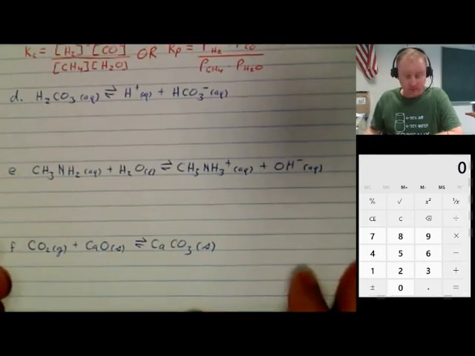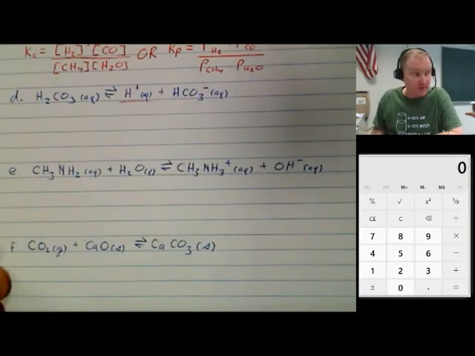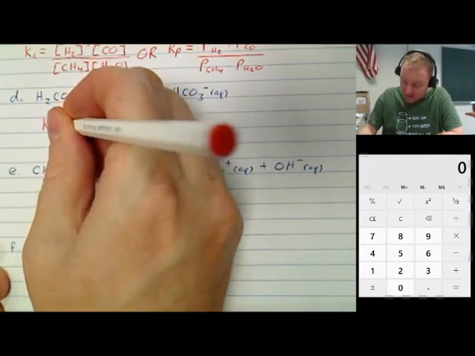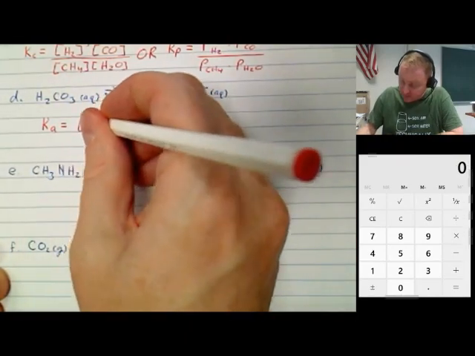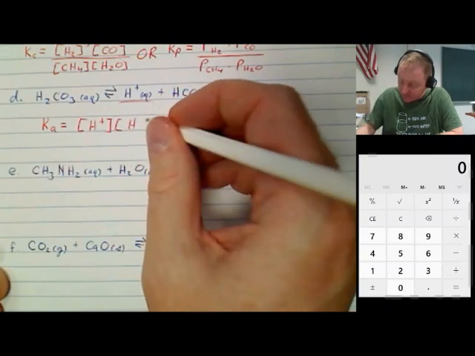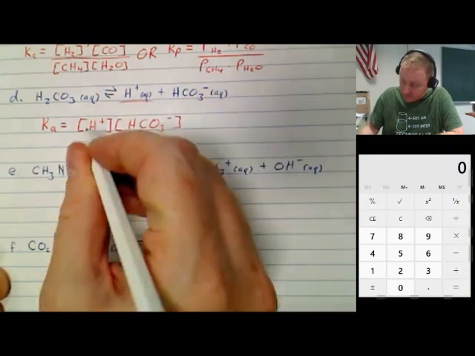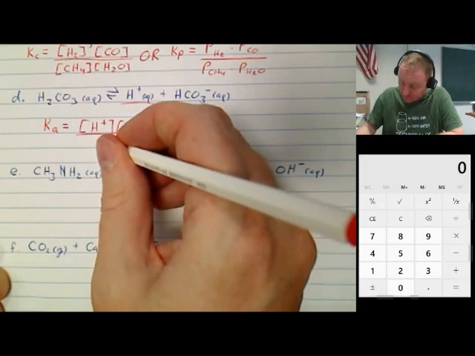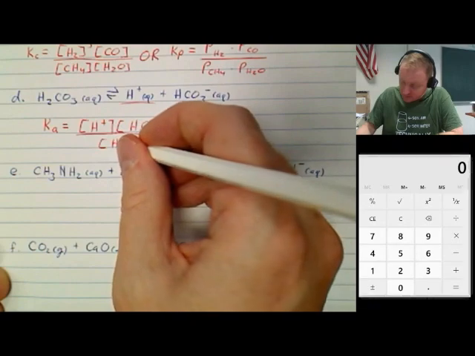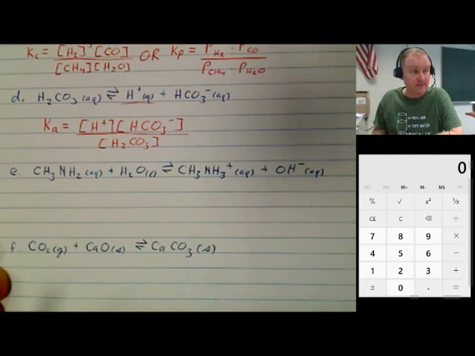All right, so D. Aqueous, look at this. What does that remind you of? What should be ringing the bells? That's an acid. So this is a Ka. The Ka for this would be the concentration of hydrogen ions times the concentration of bicarbonate, HCO3 minus ions, divided by the concentration of the H2CO3. There you go. There's no coefficient, so it's just written like that.